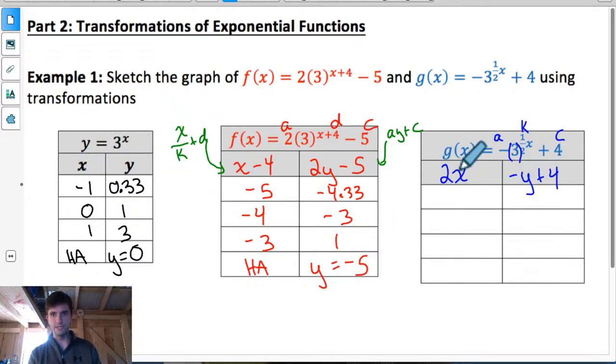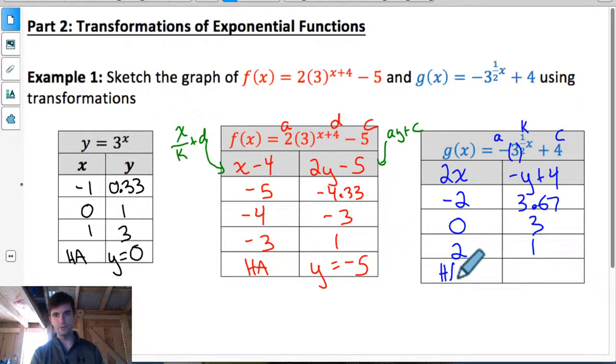So I need to do 2 times negative 1. Keep in mind, I'm doing transformations to these points. So plug in each of the x values. 2 times negative 1 is negative 2. 2 times 0 is 0. And 2 times 1 is 2. Now let's do the y values. Take each of these y values and plug them in here. Negative 0.33 plus 4 is 3.67 approximately. Negative 1 plus 4 is 3. And negative 3 plus 4 is 1.